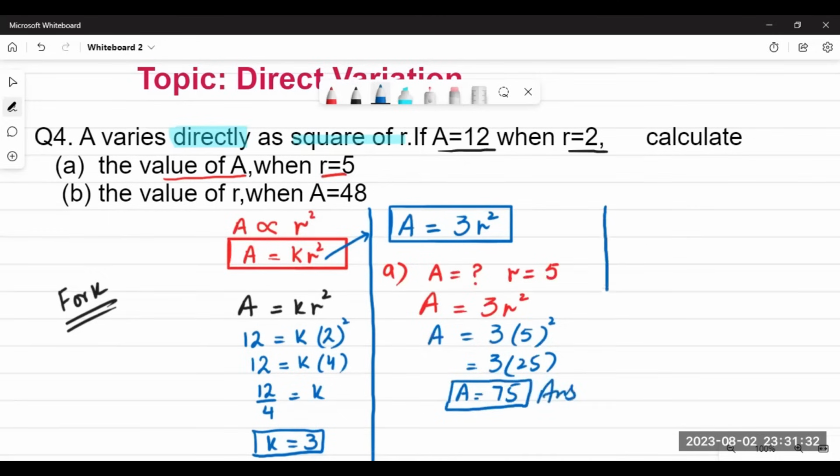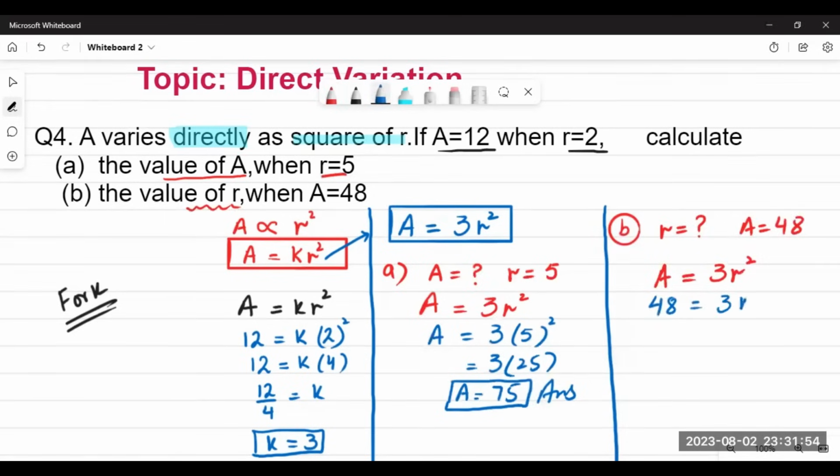Now move to the B part. The B part of the question asks you to find the value of R, when A is equal to 48. Let's start with the same equation, A is equal to 3 times R squared. Substitute the value. This time the value of A is given as 48. This is 3, and R we want to find out, so it will be R squared.